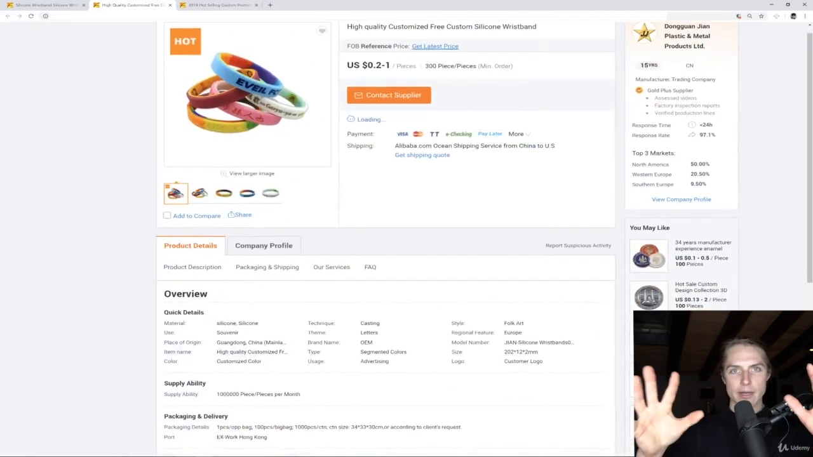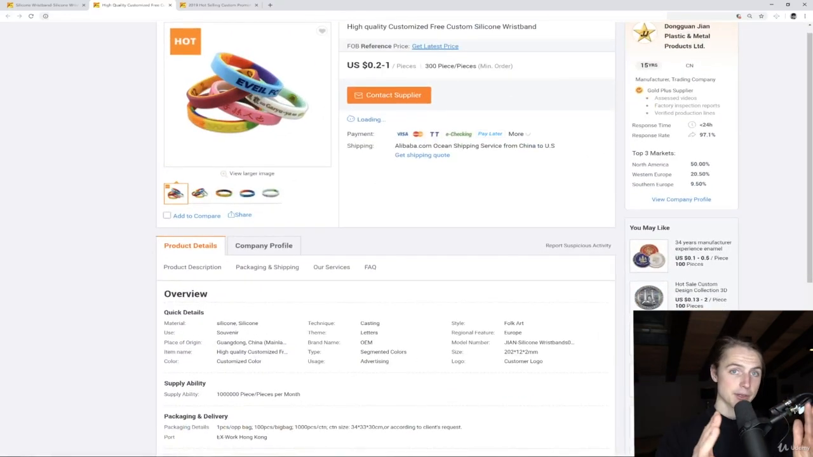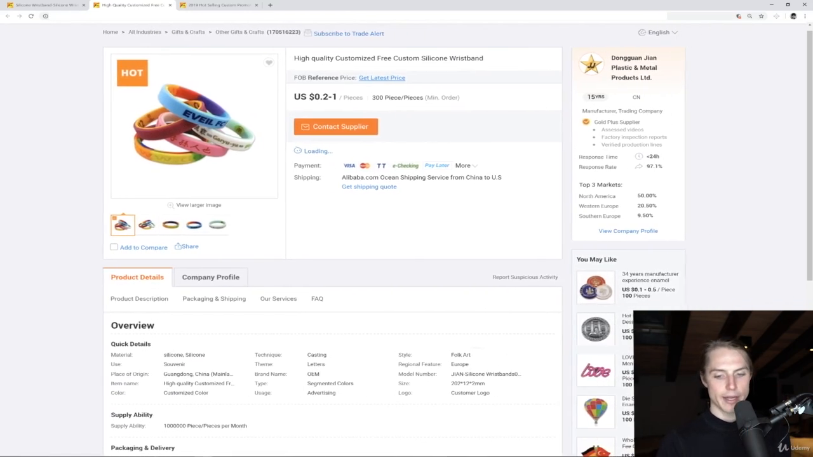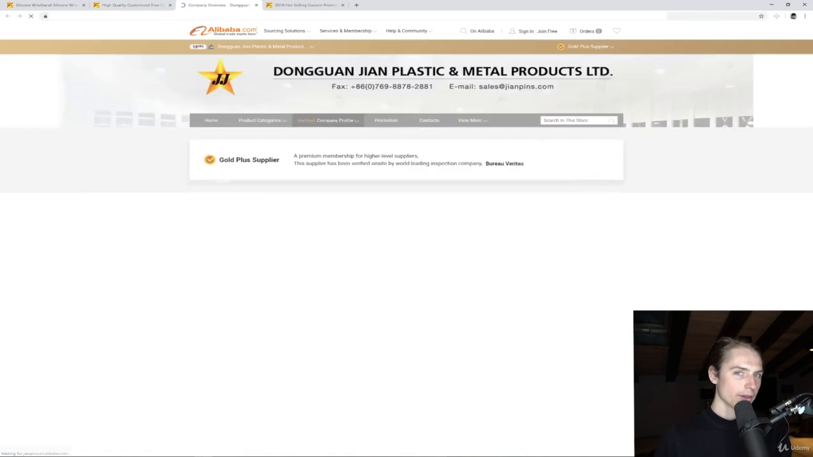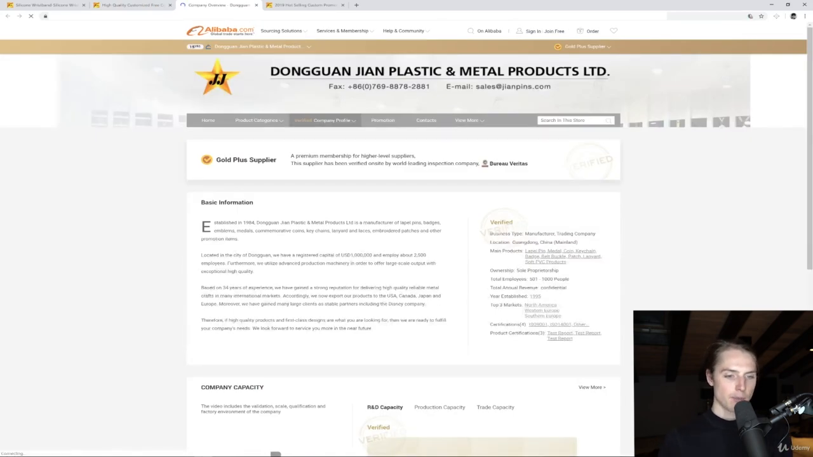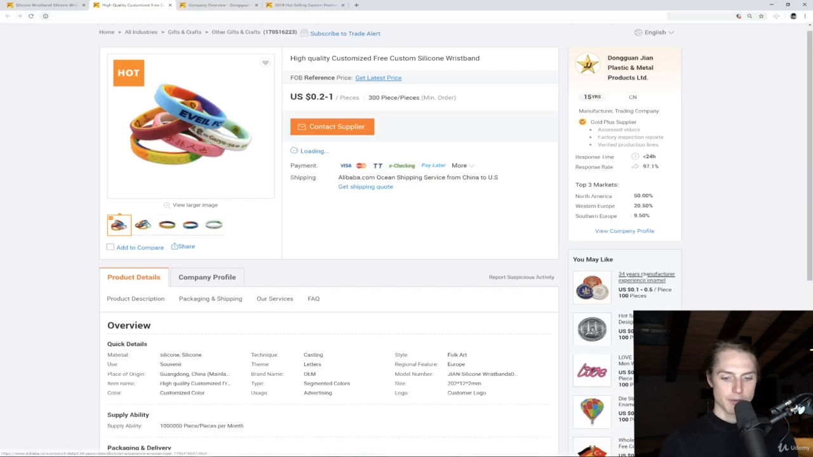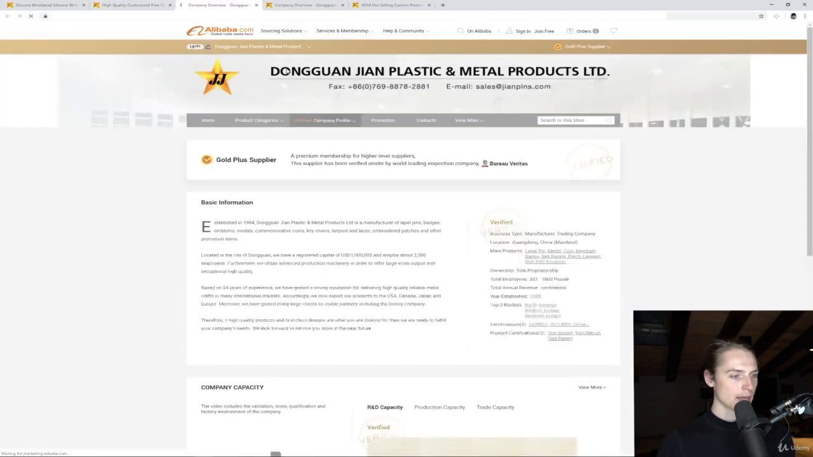Now, the way that we're going to determine if we're dealing with a factory versus a middleman is we're going to look at, this is the easiest way that I know. Look at what other things they sell, okay? So by clicking on that right there, what we did was we clicked right here, view company profile.